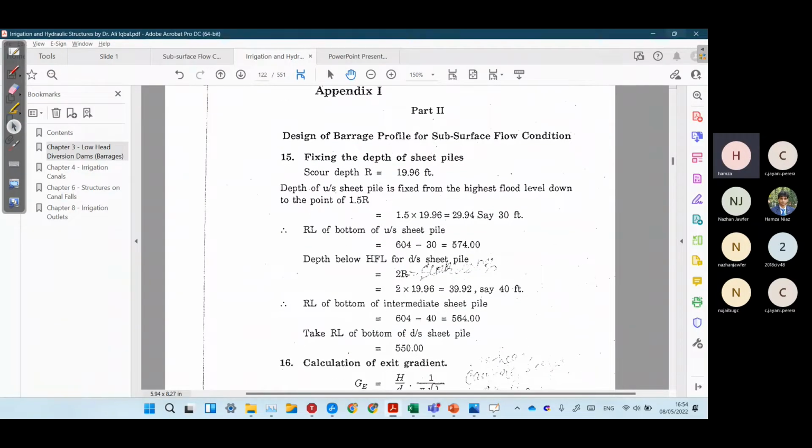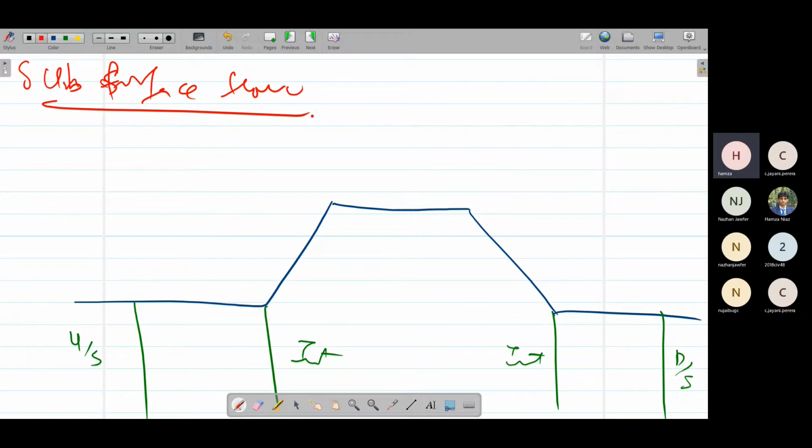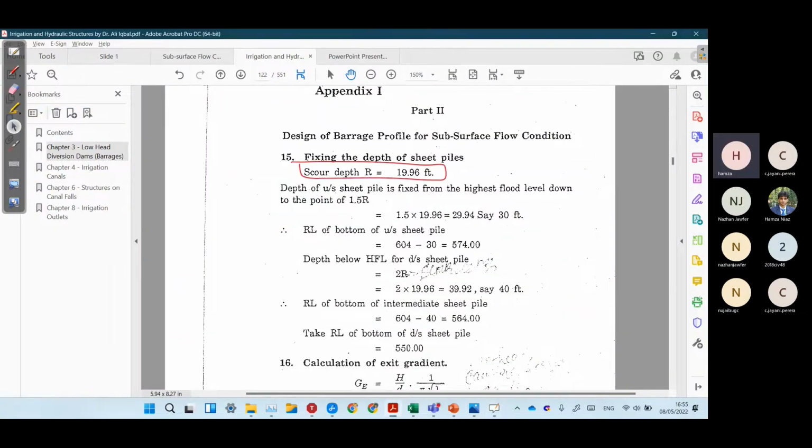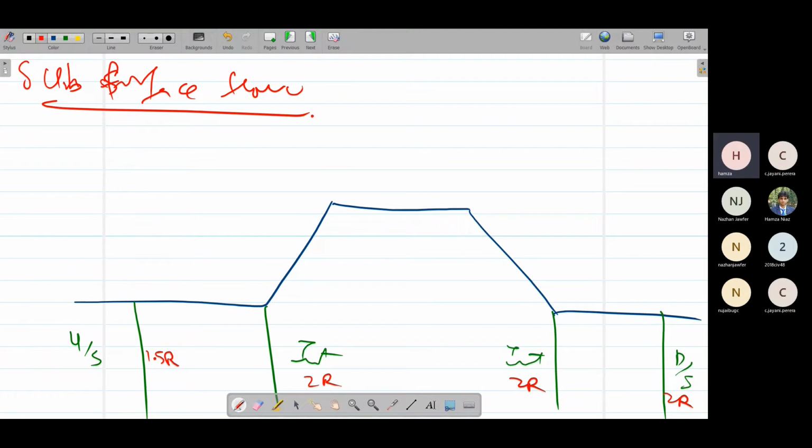For the sheet pile length, for the upstream side, the length is simply 1.5 R, for intermediate it is 2 R, and downstream is again 2 R, where R is the cover depth we calculated in the first step: 0.9 times Q abutment squared over g, the cube root of this portion. So for the upstream portion this is 1.5 R, for the intermediate portion this is 2 R, and for the downstream portion this is 2 R. This way, we can calculate the length of the sheet piles.